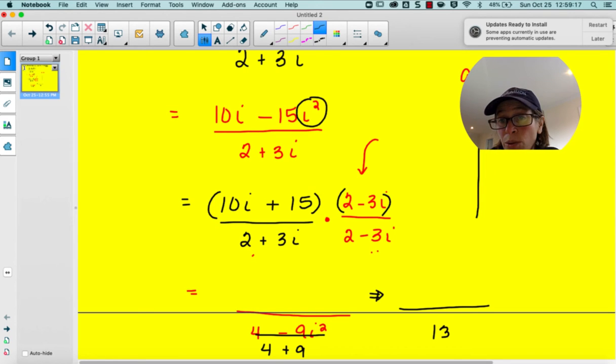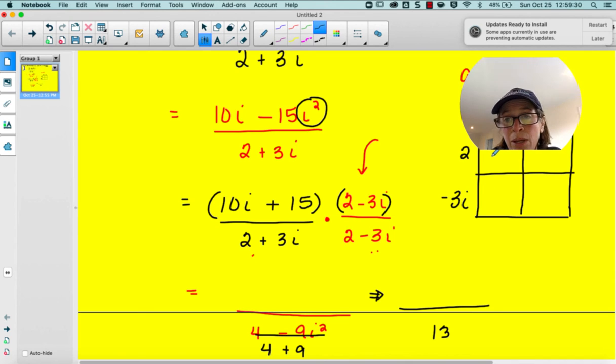You can either just multiply them out, or you can use your area model. So I know you like to use the area model, so I'm going to do that. So 10i and 15 and 2 and -3i, which is going to give me 20i, 30, -30i squared, and let's see, -45i.